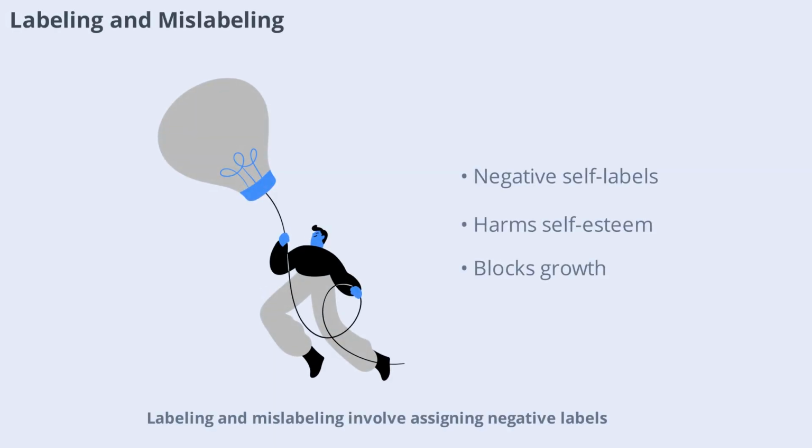Labeling and mislabeling involve assigning negative labels to yourself or others based on one event. For example, if you forget something, you might call yourself stupid. This distortion can damage self-esteem and relationships. Instead of labeling, try to describe the specific behavior without making it your identity. This approach encourages growth and self-compassion.